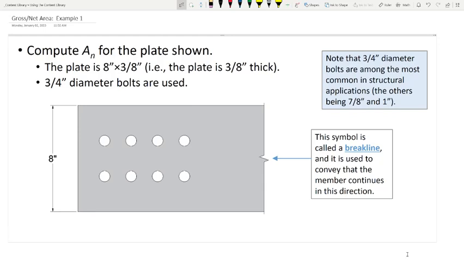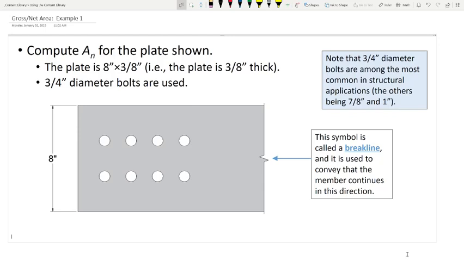Now, I'll go ahead and tell you, for structural bolts, 3/4 of an inch in diameter is about the most common structural bolt diameter you will see used in the United States. Really, the three most common that we use are 3/4, 7/8, and 1 inch. By and large, for 90 to 95% of your structural applications, you can get by with those three bolt diameters for just about any job that you would need to do.